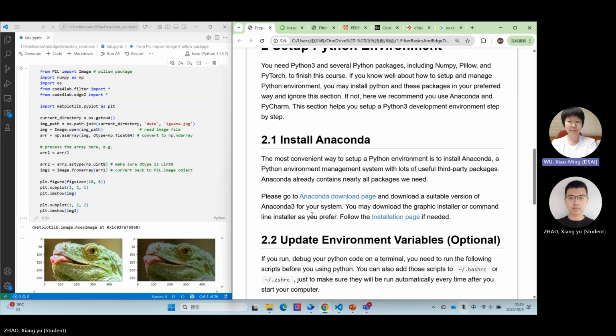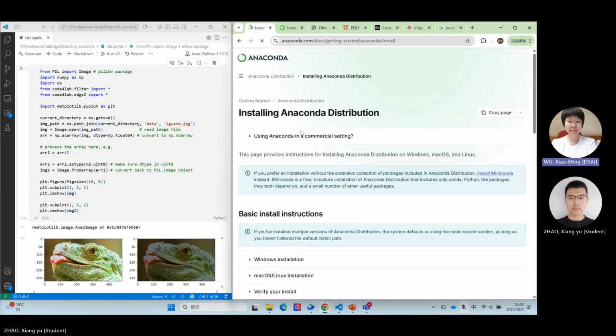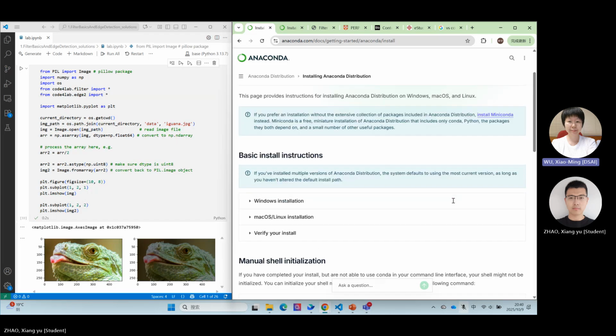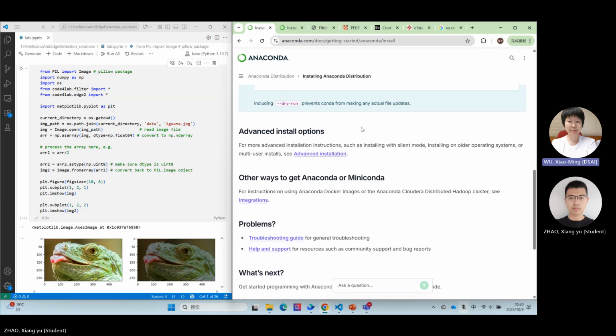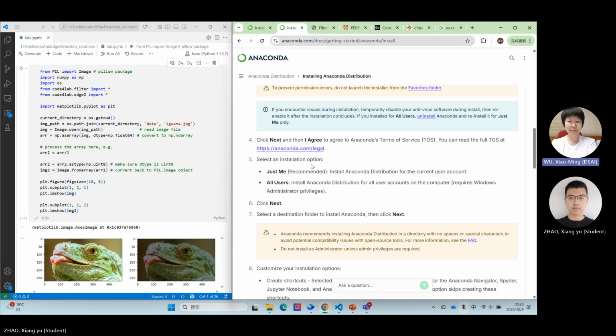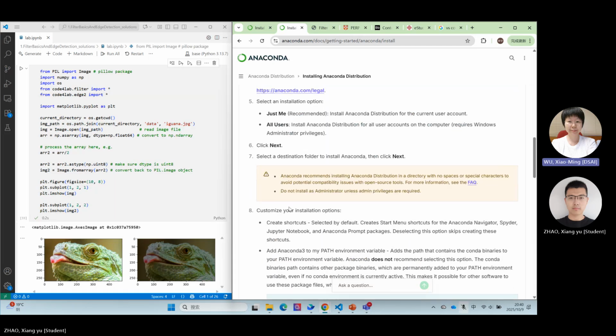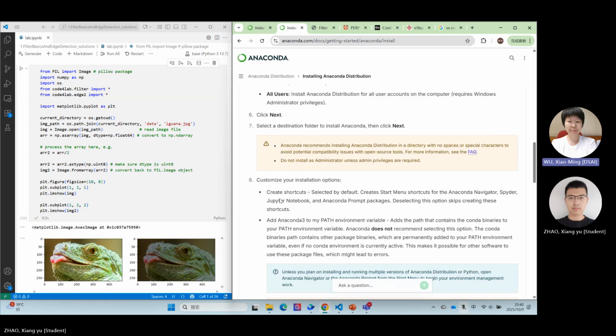Okay, first let's see how to install Anaconda. You can go to the official website, download it, and follow the installation steps to finish. One thing you need to take care of is the fifth step. You need to select Just Me, and then in the 8th step, you need to add Anaconda to your Python environment variables.